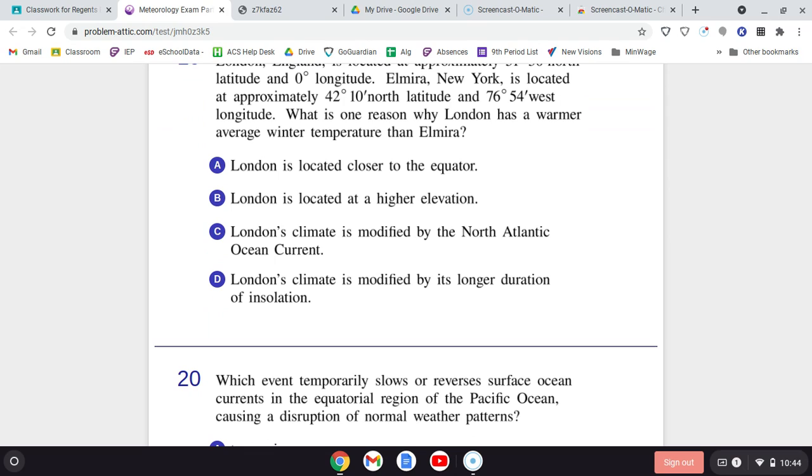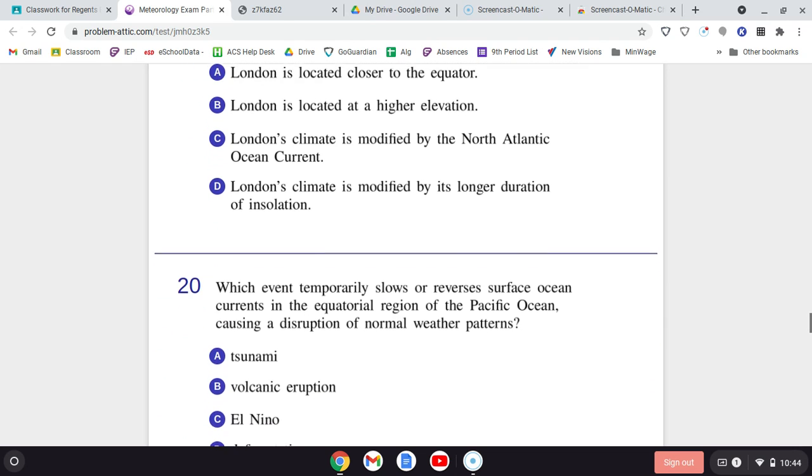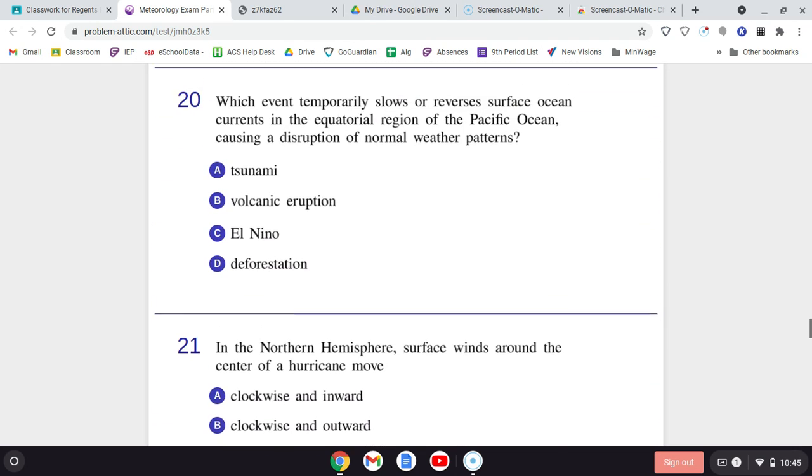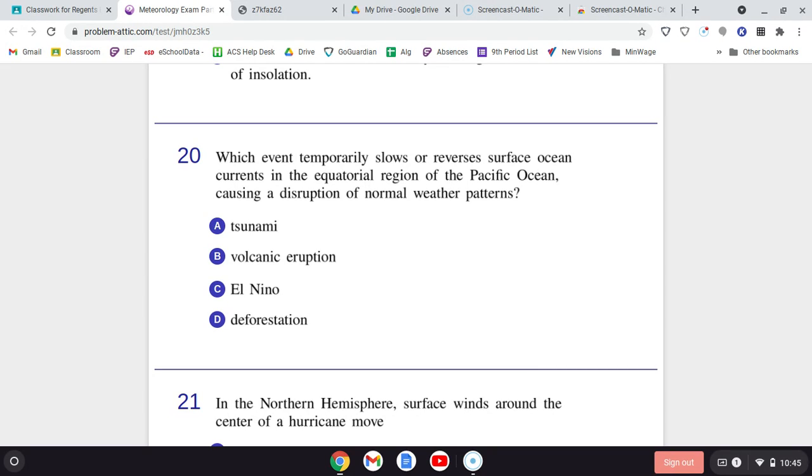Is it London is located at a higher elevation? London's climate is modified by the North Atlantic Ocean current. London's climate is modified by its longer duration of insolation. Number 20. Which event temporarily slows or reverses surface ocean currents in the equatorial region of the Pacific Ocean, causing a disruption of normal weather patterns? This temporarily slows or reverses surface ocean currents. Is it a tsunami, a volcanic eruption, El Nino, or deforestation?